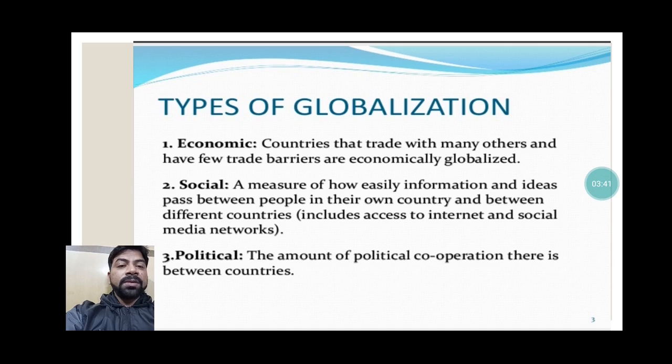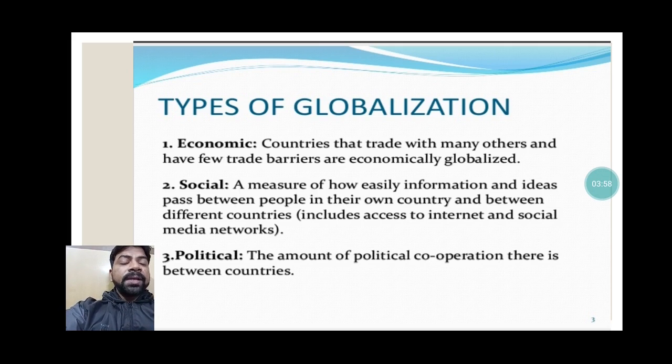It means if India wants to export its goods to the USA, then without much pressure and without much effort, India can do trade with the USA. Next is social globalization. Socially also we are linked with each other.